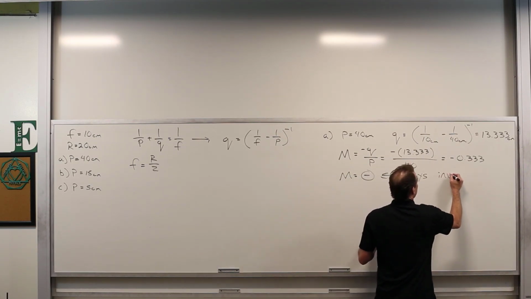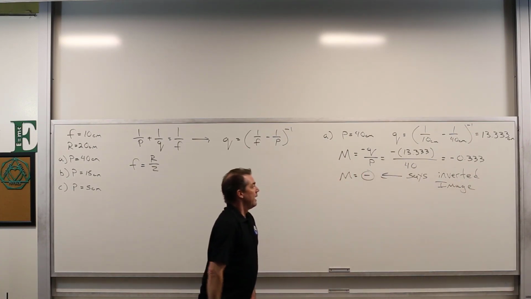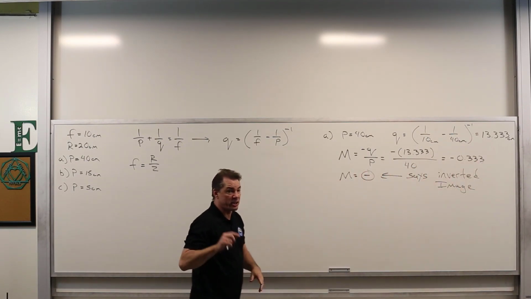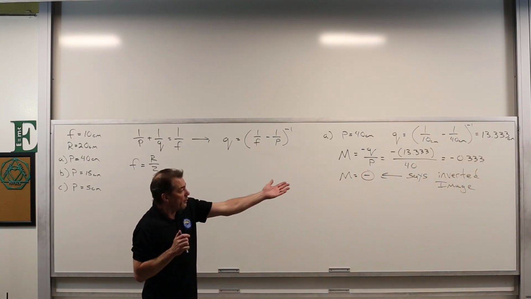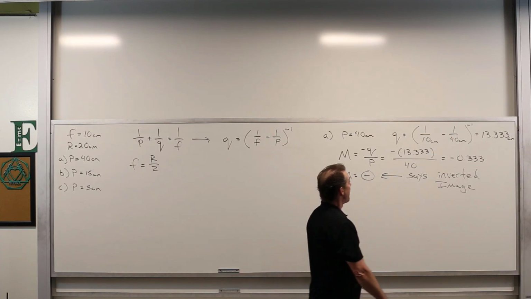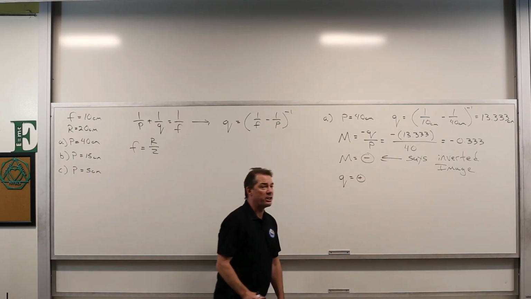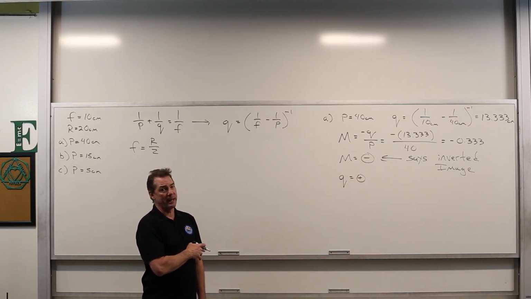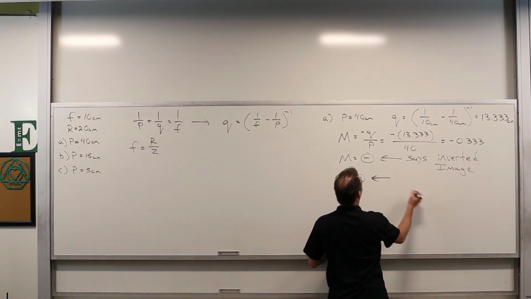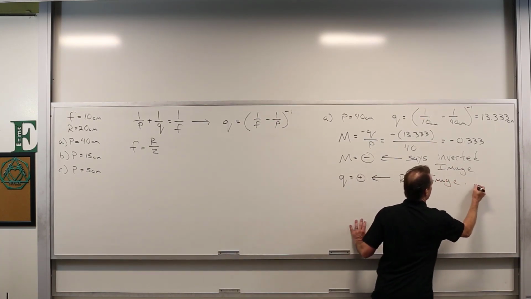This says inverted image. It also says, because the absolute value of M is less than 1, that the image is smaller than the object, 0.333 times the object height. So those are two nice things that we could definitely see. And we've also got, because Q is positive, we have the physical intersection of light rays, because it exists on the front side of the mirror where light physically exists. So this correlates with a real image.